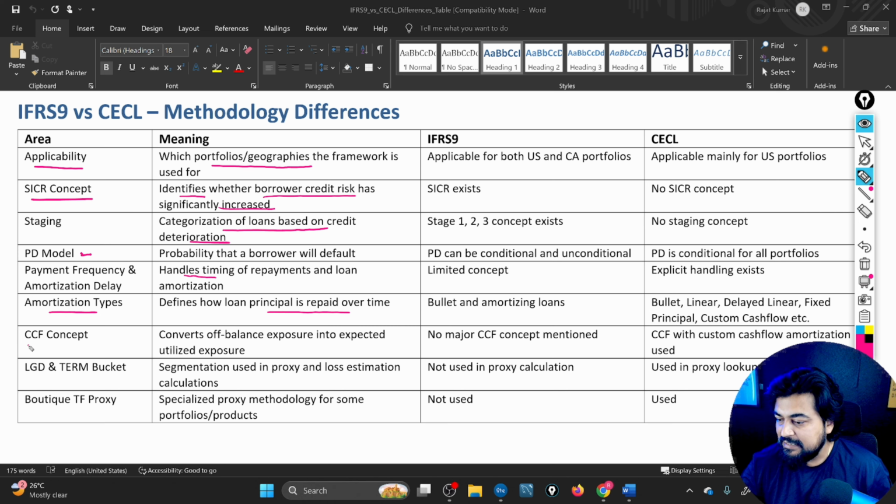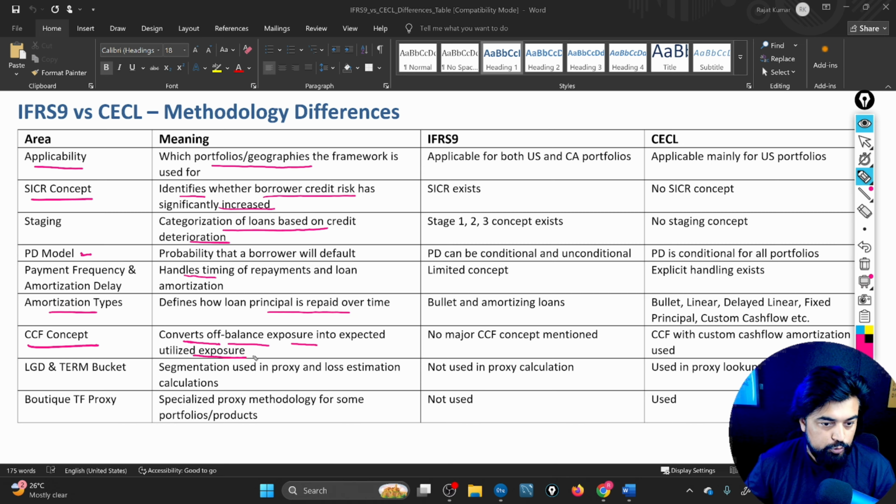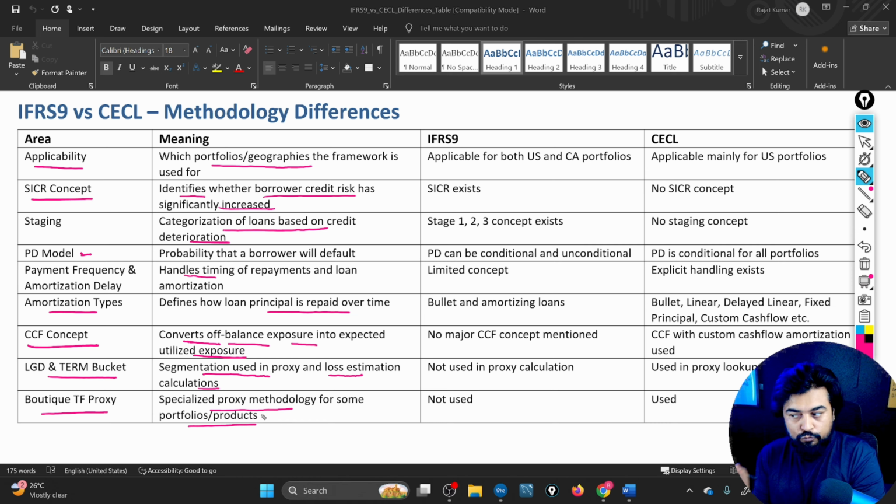Then we'll talk about the CCF concept. It converts off balance sheet exposure into expected utilized exposure. Simple. Then LGD and term buckets. Basically segmentation used in proxy and loss estimation calculations. Then we'll talk about the boutique TF proxy, a specialized proxy methodology for some portfolio products. And also guys, if you want to download this file, I'll put it on GitHub. You can download it from the description.